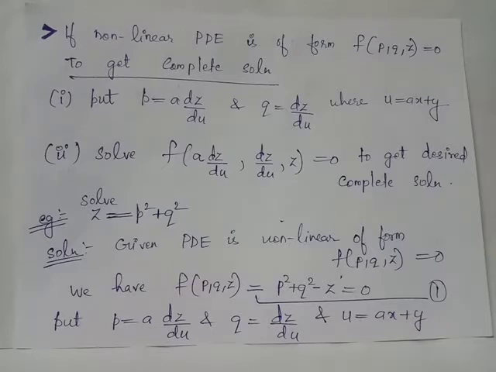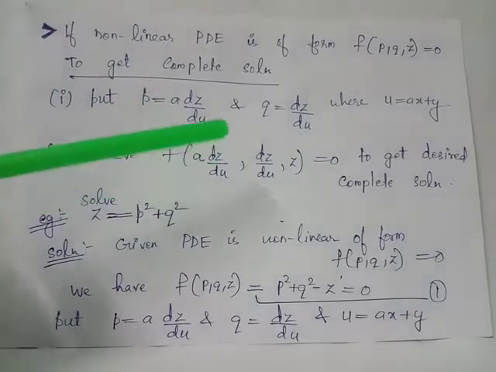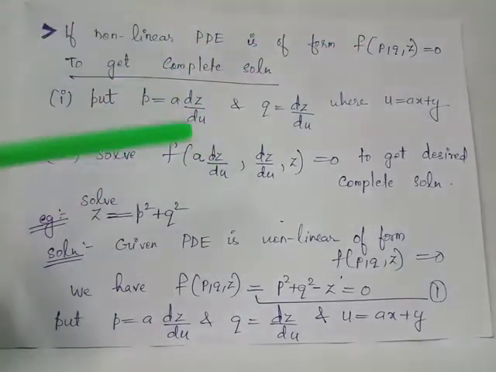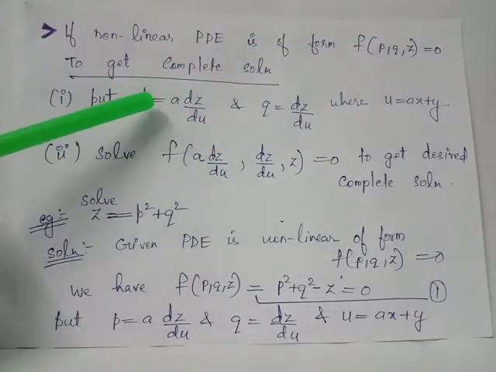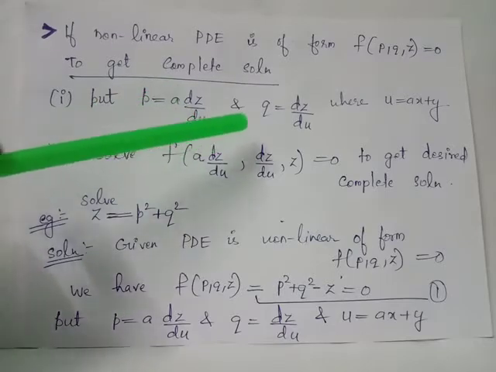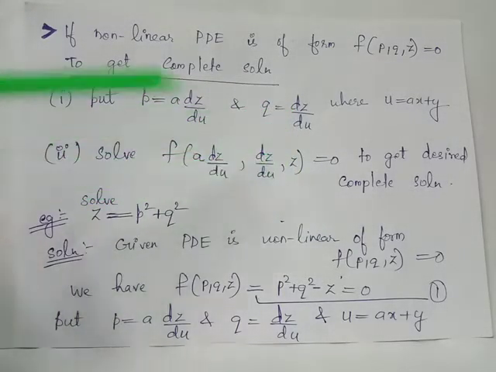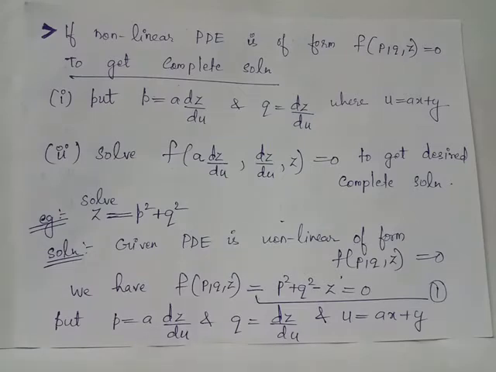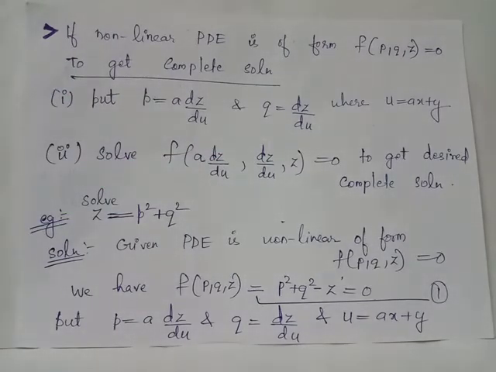To get the complete solution, the first step will be to put p equals a dz by du and q equals dz by du, where u equals ax plus y. Now solve the function f of a dz by du, comma dz by du, comma z equals 0. This is the same function f of p, q, z equals 0. We have just written p as a dz by du, q as dz by du, z is written as it is. Solving this function, we will get the desired complete solution.